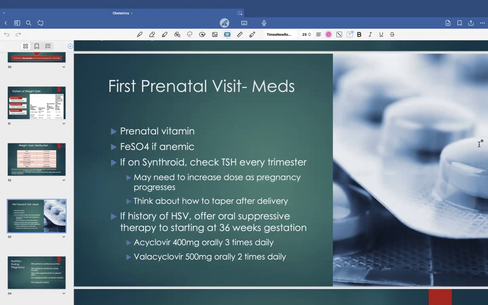If they have a history of HSV, herpes simplex virus, you want to offer oral suppressive therapy starting around 36 weeks gestation, as you get close to the finish line. You can give acyclovir or valacyclovir, which we'll see again in another lecture.